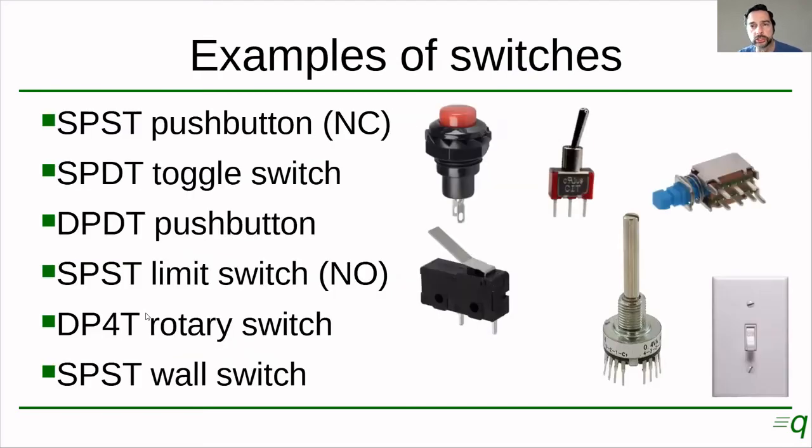So what do these switches look like? They come in all kinds of sizes and shapes. We have an example here of an SPST. SPST means single pole, single throw, push button. And I'm saying that this is normally closed. There's really no way of knowing just by looking at the picture that this is normally closed. But if it is normally closed, it means that these 2 contacts are connected together, and when you push the button, they will open.